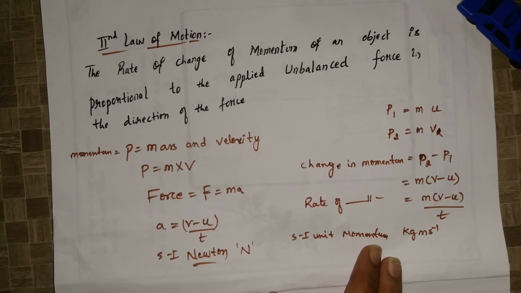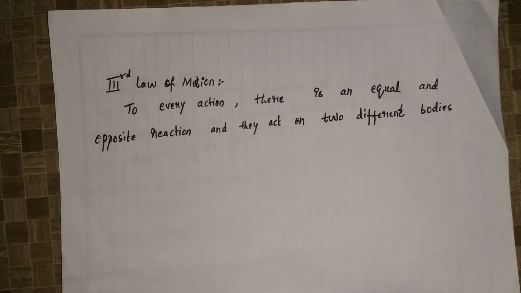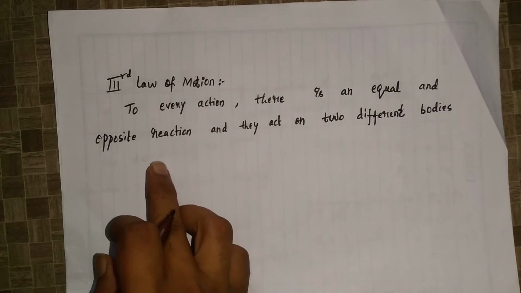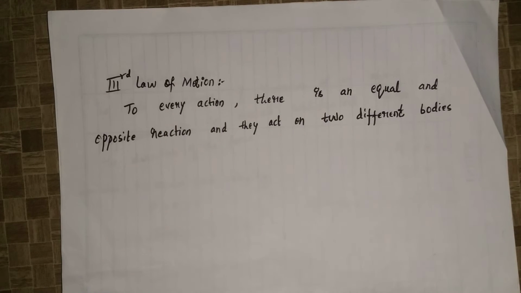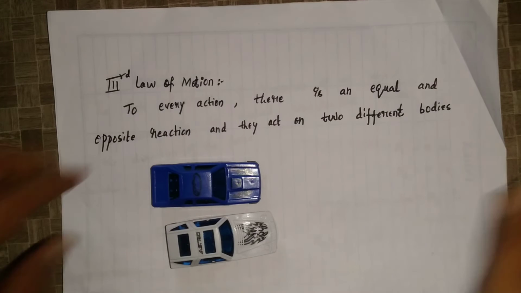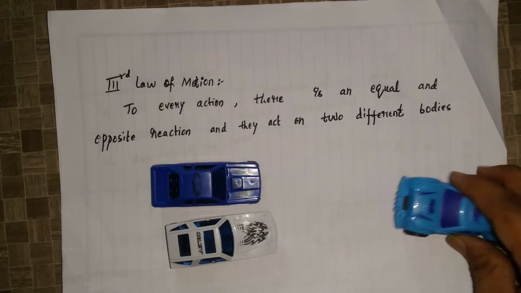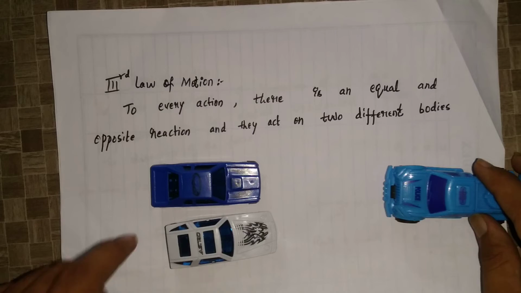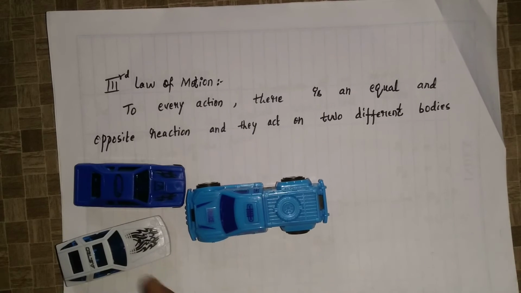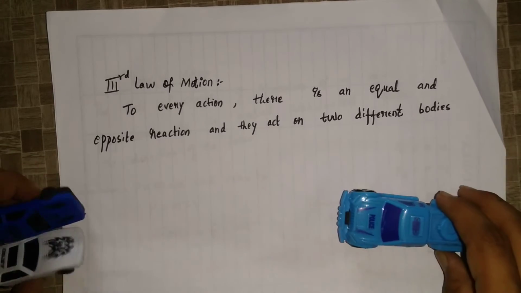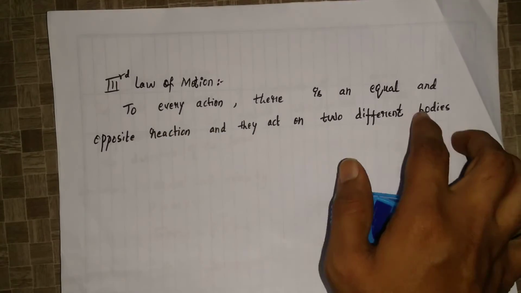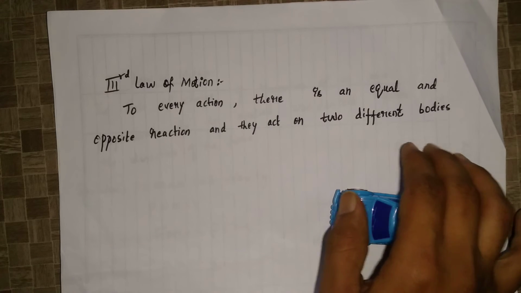Next we move on to the third law. Newton's third law of motion says that to every action there is an equal and opposite reaction, and they act on two different bodies. It means if there are two cars, one coming along this side and another coming along this side, and I hit the other car, what happens? You just observe. The other car will go in the opposite direction, because to every action there is an equal and opposite reaction, and they act on two different bodies.